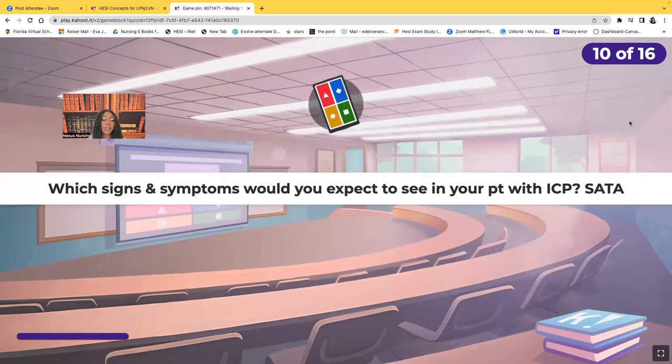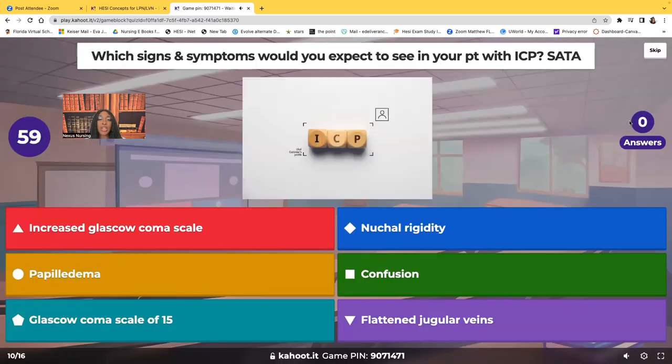Select all that apply. Which signs and symptoms would you expect to see in your patient with increased intracranial pressure? Would it be increased Glasgow Coma Scale? Would it be nuchal rigidity? Would it be papilledema? Would it be confusion? Glasgow Coma Scale of 15 or flattened jugular veins? What do you guys say? And it's select all that apply, so it's going to be more than one answer. Your patient has increased intracranial pressure. What clinical manifestations would you expect to see in this type of patient?